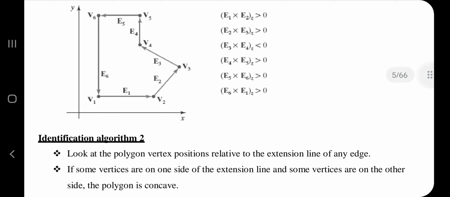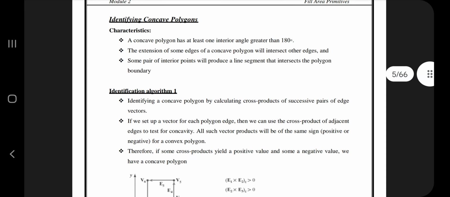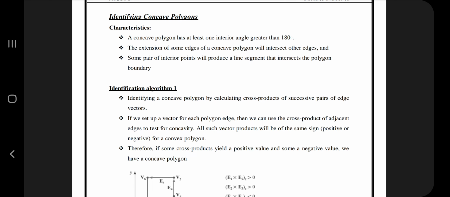So for example, if you are looking at one of the edges here and one of the edges here, right, it's like bulging out. So in that case we can identify there is a concave polygon here. So those are the two algorithms for identifying the concave polygon. Anyway, it's not asked much in the exam.